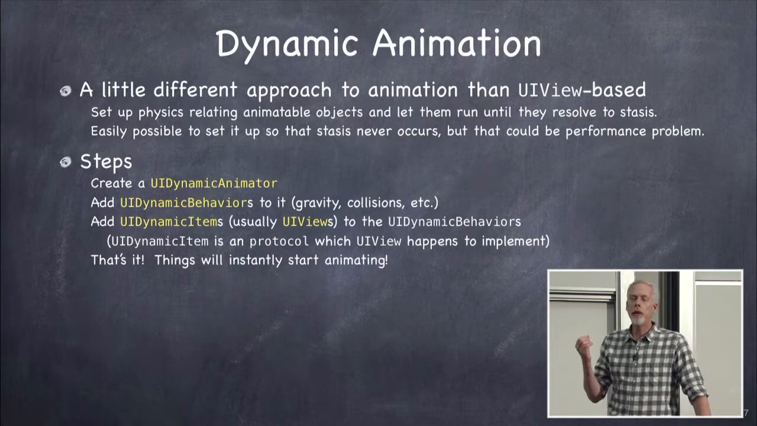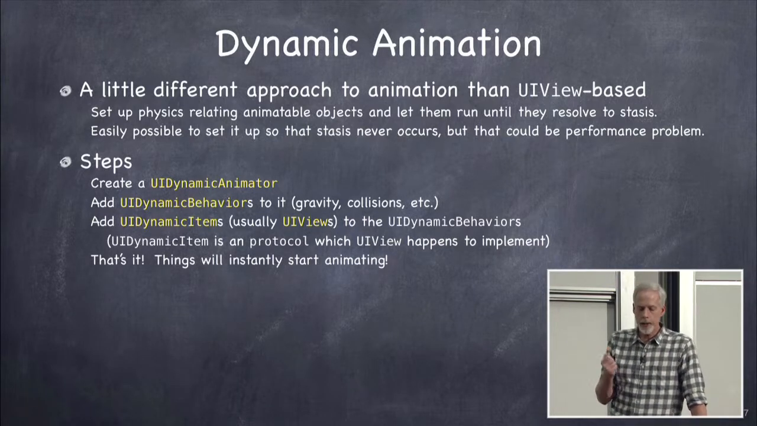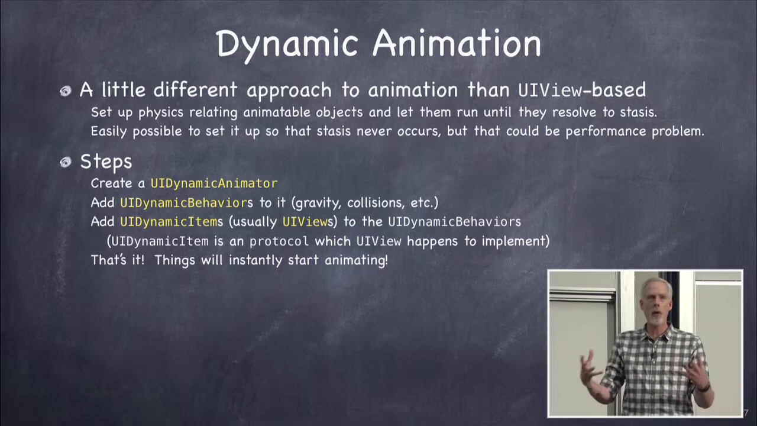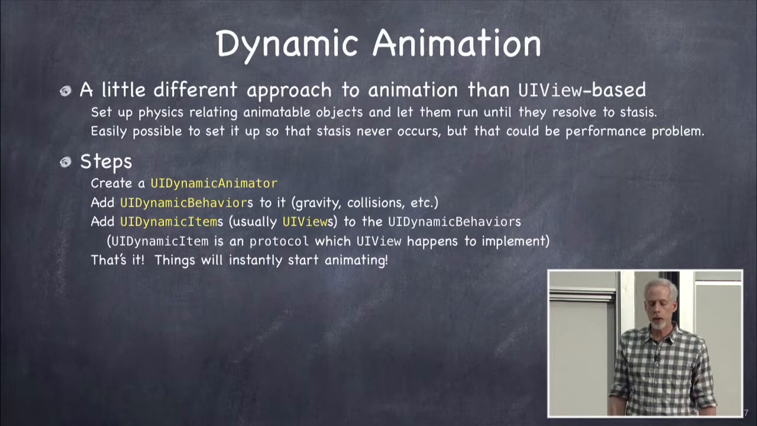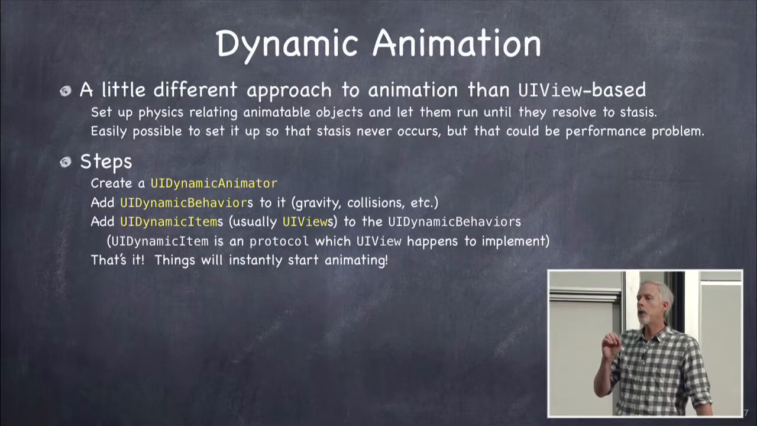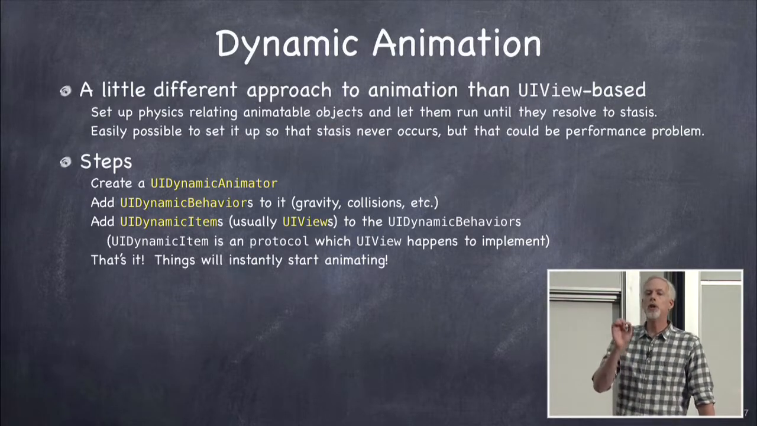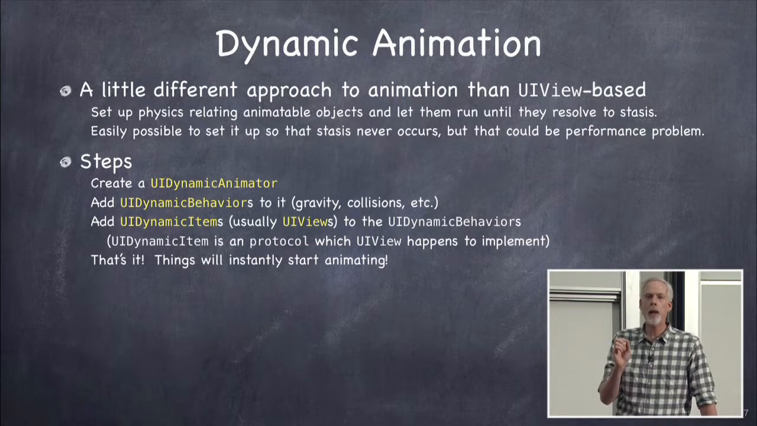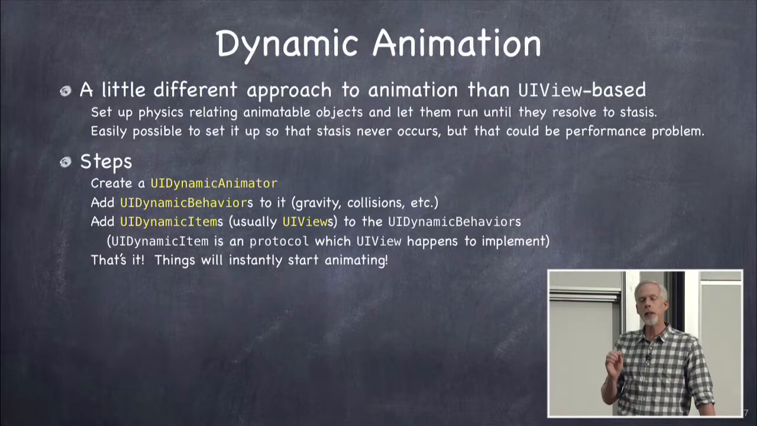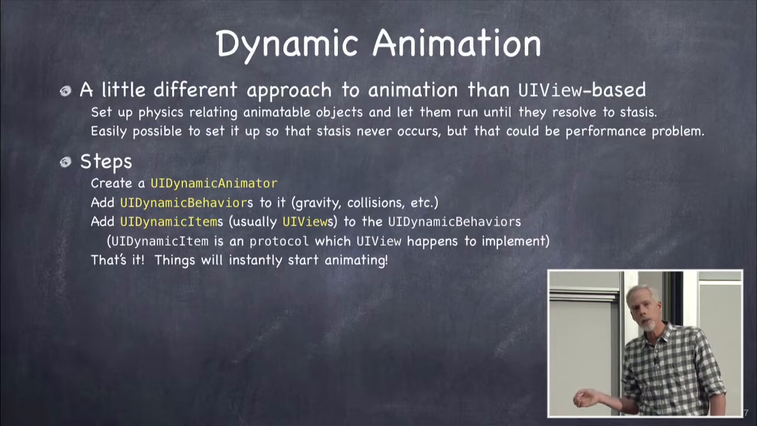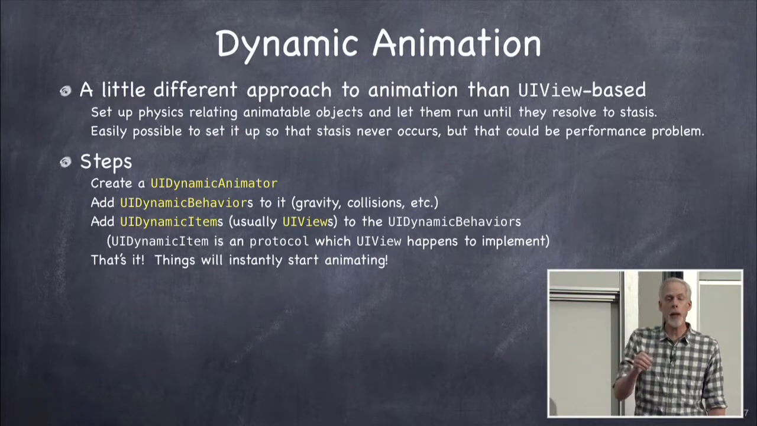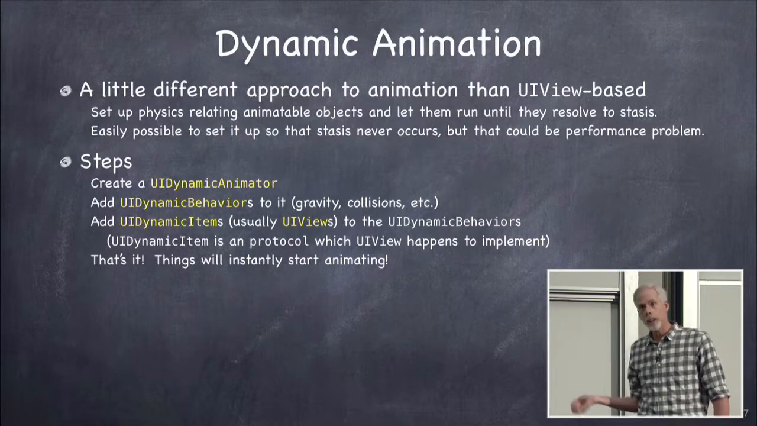First, you're going to want to create an instance of this class called UIDynamicAnimator. Okay, a UIDynamicAnimator is a thing that controls all the physics-based animation in a view hierarchy. And we'll show you how to create that in a second. Then you're going to add what are called UIDynamicBehaviors to that animator. And as soon as you add a behavior to an animator, it will start behaving that way. And then finally, you're going to add UIDynamicItems, which are usually UIViews, 99% of the time, to those behaviors. And then those behaviors will start acting on those views.